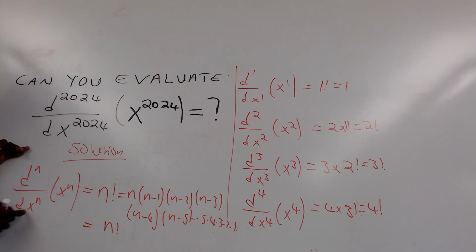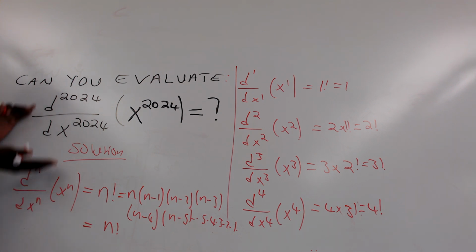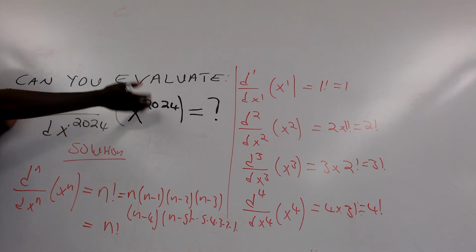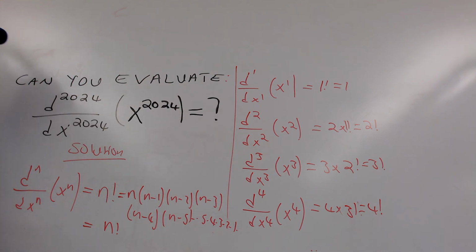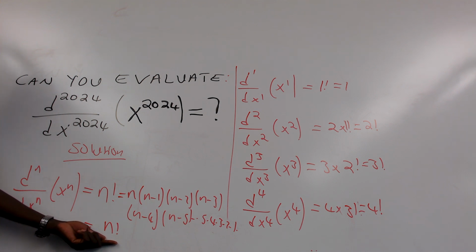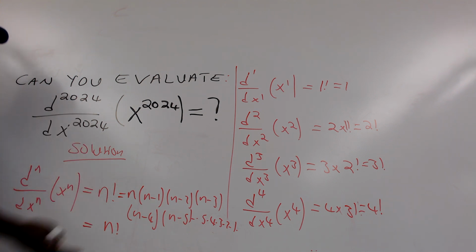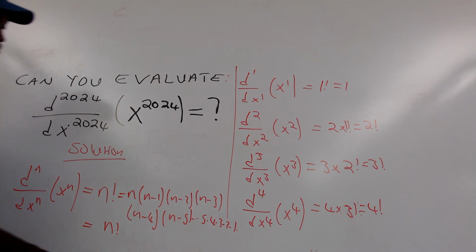Since we have d^n over dx^n and the function given is x^n, the result we have is n factorial. Same way, for d^2024 over dx^2024 of x^2024, the result is going to be n factorial, and n here is 2024, so the final answer is going to be 2024. Let's see what we are going to have.